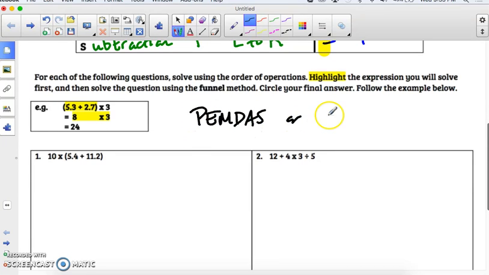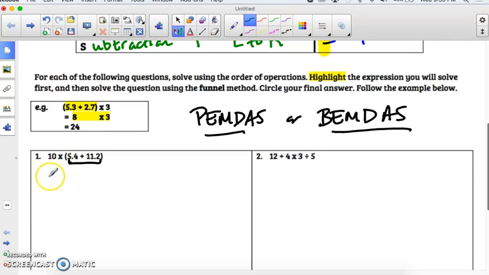PEMDAS or BEDMAS, and I would suggest at the top of your page on a quiz or a test, you always write this acronym down to help you remember the order. Please make sure that you do that so that you remember which order to apply the operations. Now, 5 and 4/10 plus 11 and 2/10, you know that that has to be solved first, even though it appears second in the equation.